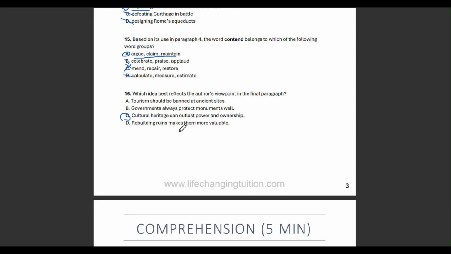Now, why not the other choices? A is too strong because the author only says crowd pressure and pollution must be managed, not that tourism should be banned altogether. B is not correct because earlier in the passage, it showed different rulers with mixed actions towards ancient sites. D is not right because the paragraph doesn't claim that rebuilding automatically increases value. It focuses on what survives over time.